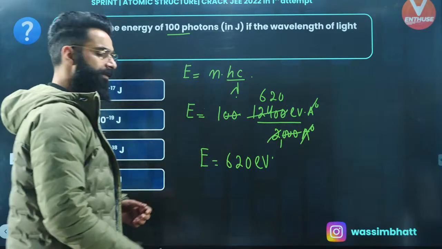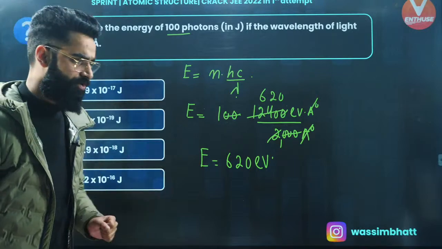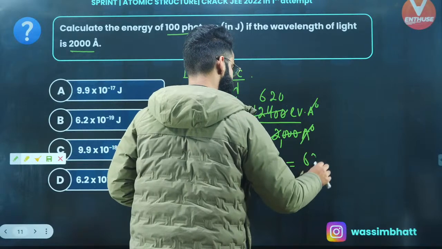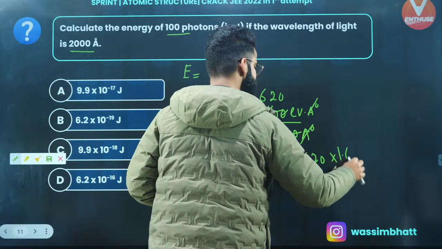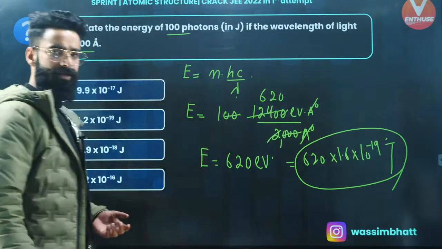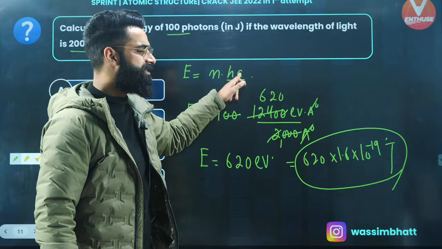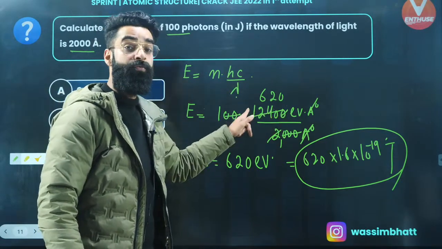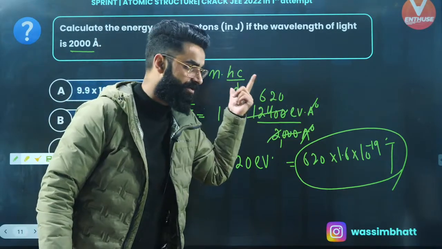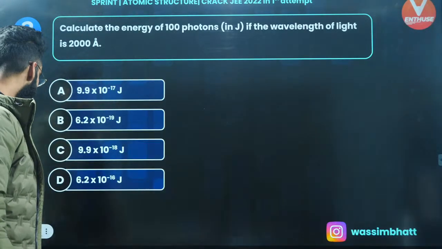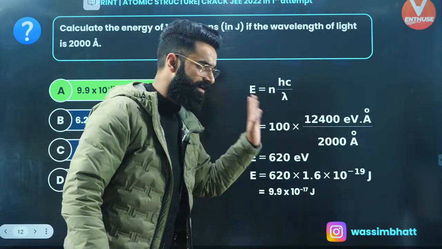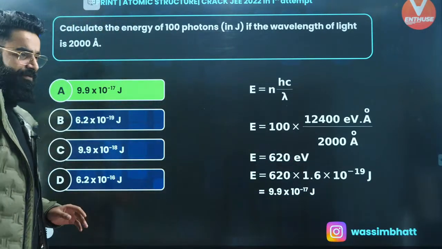But do I need to calculate the energy of these 100 photons in electron volts? No. I need to calculate the energy in joules. And you guys know 1 electron volt is equal to 1.6 into 10 raised to the power minus 19 joules. Just solve it, get the answer. You all must be familiar with the fact that hc value is always equal to 12400 electron volt angstrom, or you can say 1240 electron volt nanometer, right? So finally, the answer comes out to be 9.9 into 10 raised to the power minus 17 joules. This is the energy carried by 100 photons in joules, which I was supposed to calculate.